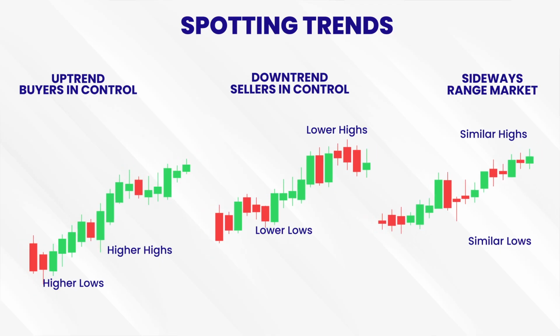In an uptrend, buyers push prices higher step by step. In a downtrend, sellers take control and push prices lower. Sometimes, the market doesn't move strongly in either direction. That's a sideways or range-bound market.